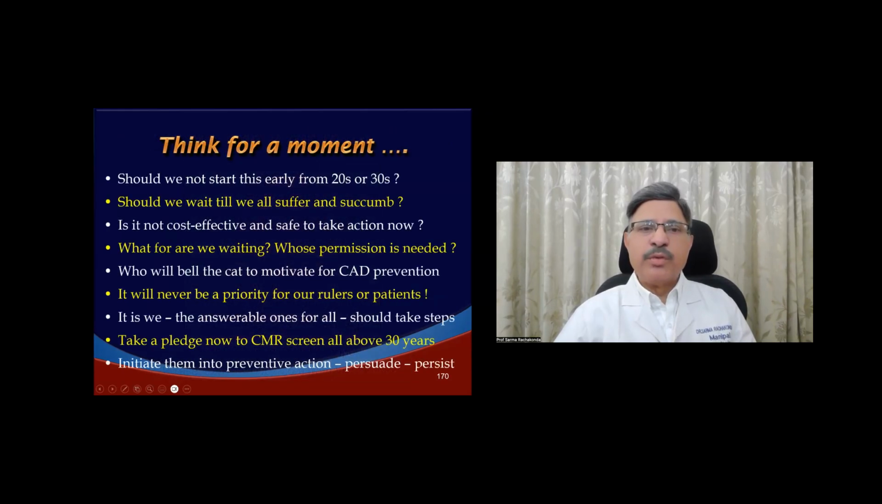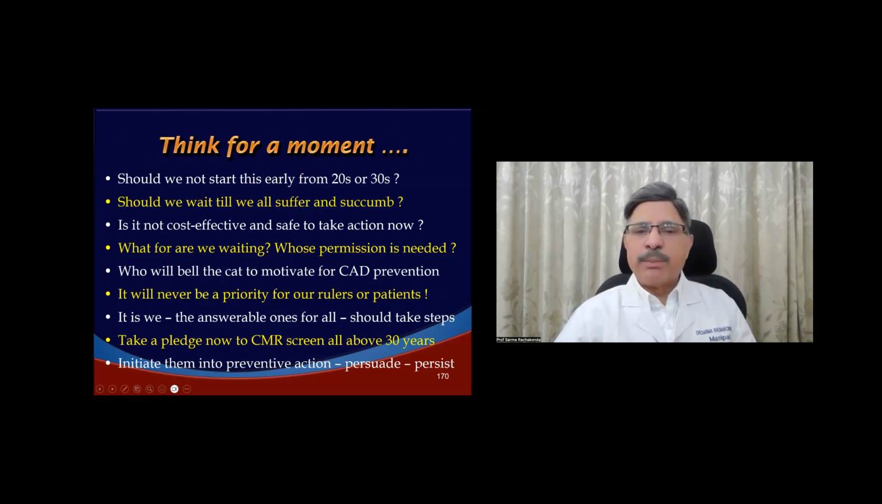Now, should we not start early in the 20s and 30s? Should we wait till we suffer and succumb? Is it not cost effective and safe to take action now? What for are we waiting? Whose permission is needed? Who will do this?